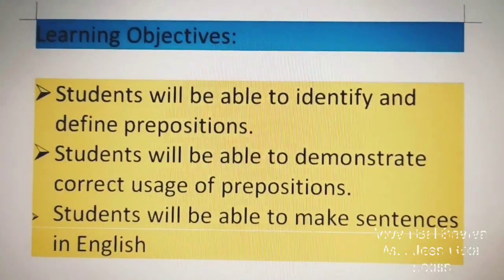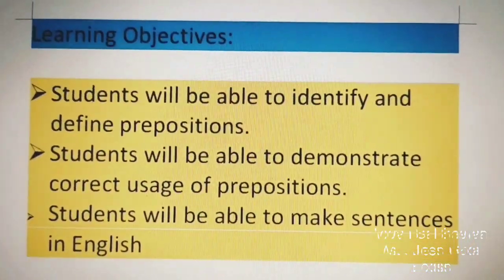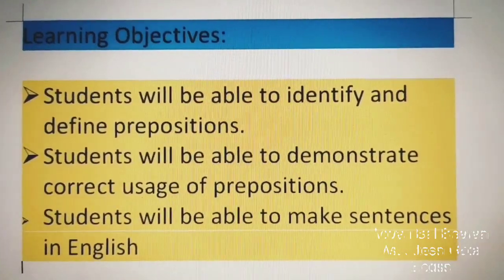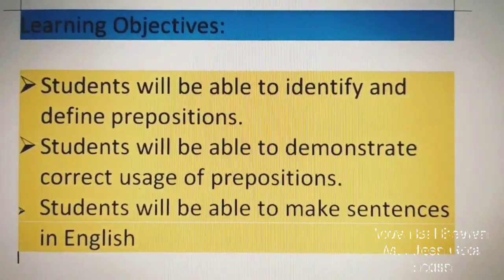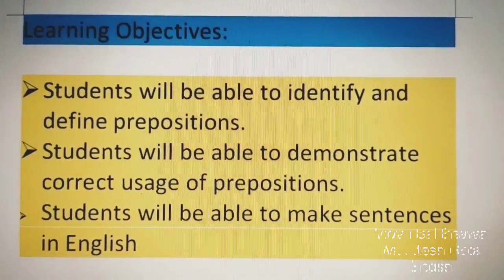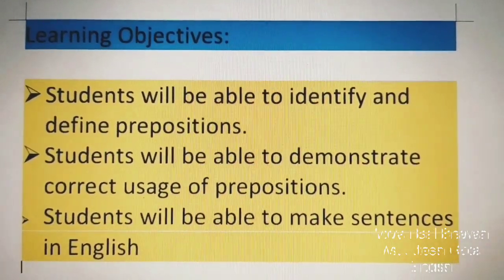So for today's topic, that is prepositions, all of you have got the idea of what I'm going to take today, and what the learning objective is going to be. Clear? What learning objective are you going to get from this topic today?